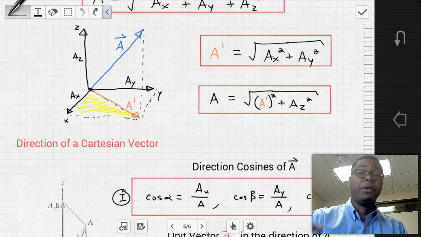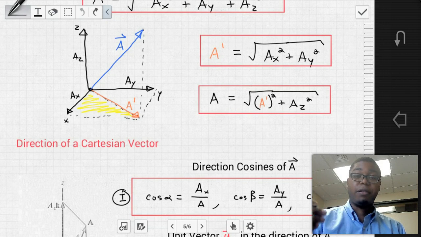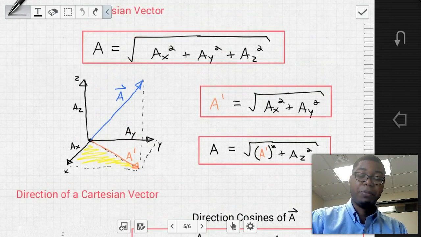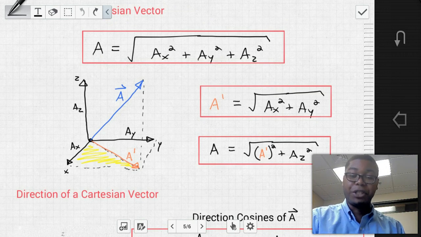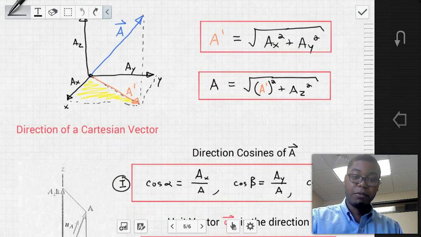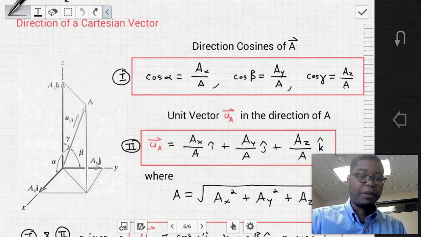Okay. Now, how do we find the directions of a Cartesian vector? Say we're given some Cartesian vector in 3D space. What are the directions? How do we determine what the directions of a Cartesian vector are?